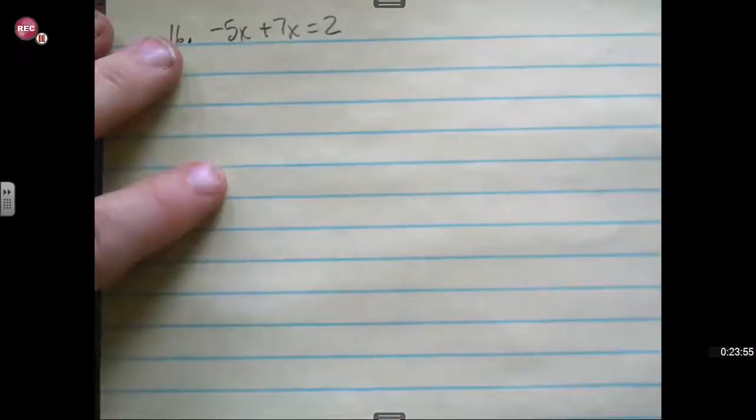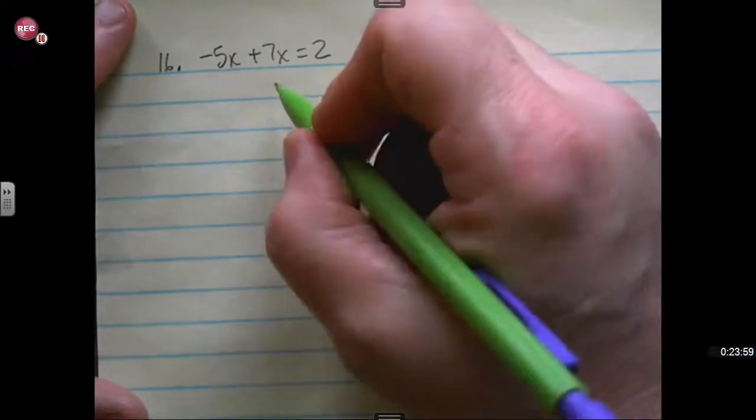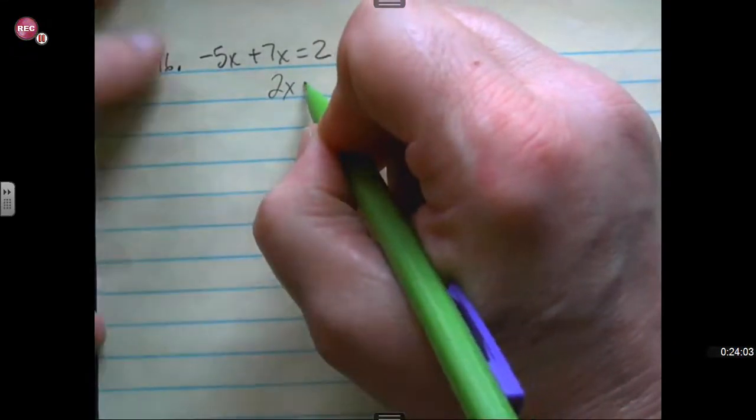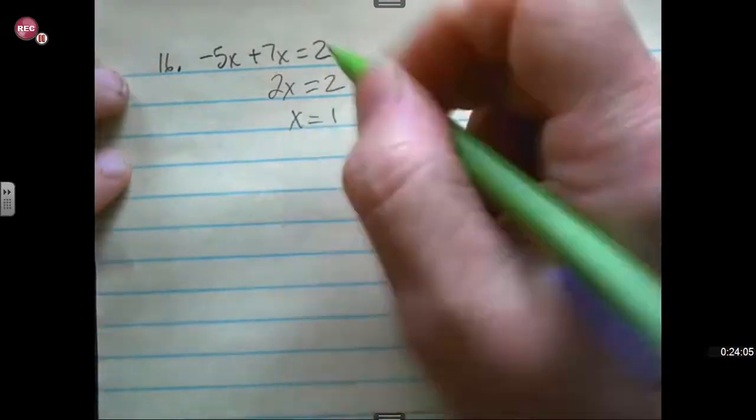Solve each of the following equations. Number 16 is negative 5x plus 7x equals 2. So I'll get this down in your view here. Combine like terms, I get 2x equals 2 and x equals 1.